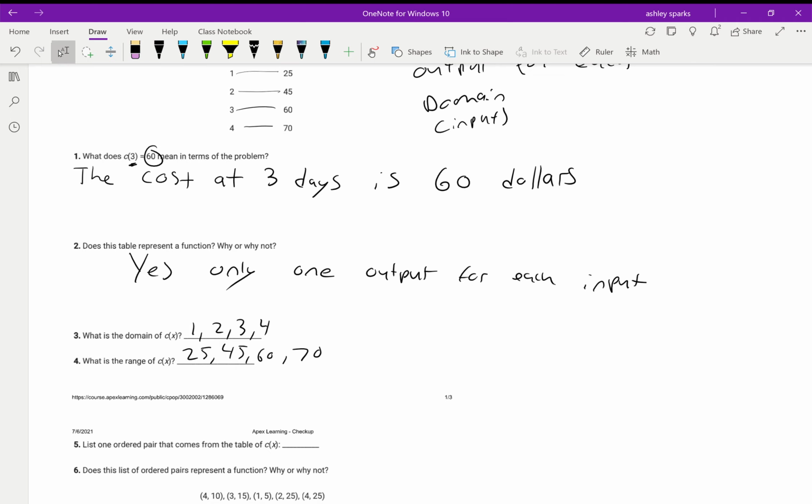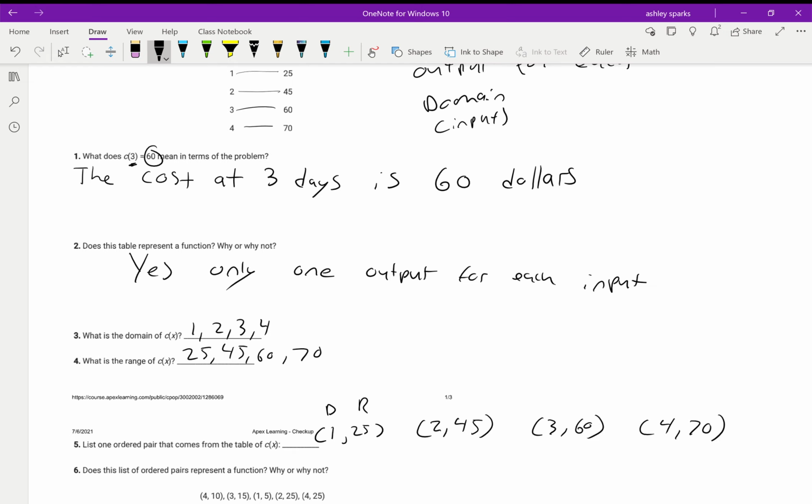And number 5 wants us to list our ordered pairs. When you're listing ordered pairs, what that means is what you would kind of graph. So if you remember the parentheses, your domain is first, so that's the 1, and then your range will be the second thing. So 1, 25. Your next ordered pair, 2, 45. Your next ordered pair, 3, 60, and 4, 70.